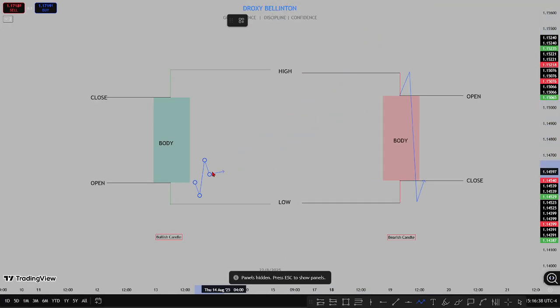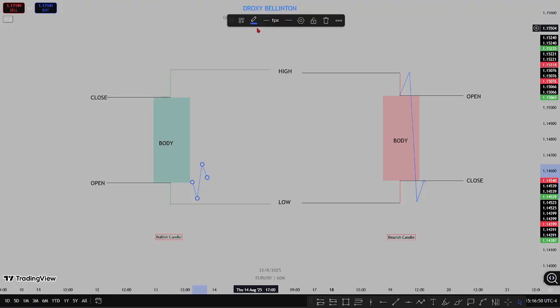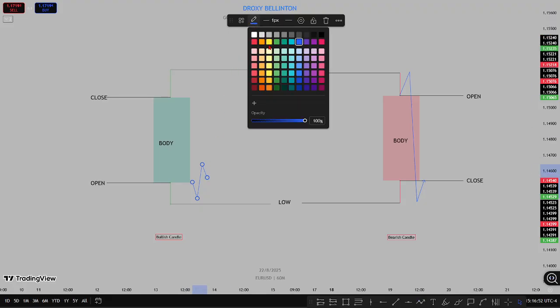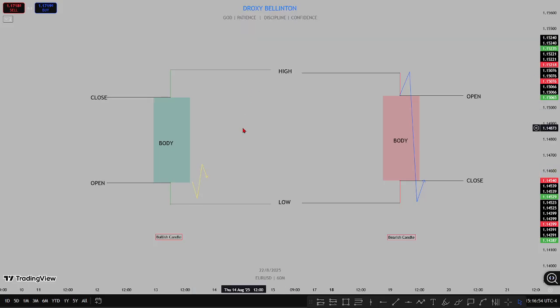Sorry, I'm finding it difficult doing this here. Let's do it again. It goes from the open, goes to the low, comes to the high, then comes to what? The close. Okay, if I make this one yellow, it's okay. So now let's look at something. We say a bullish candle does what? Opens at this point, comes to the low, goes to the high, then closes.